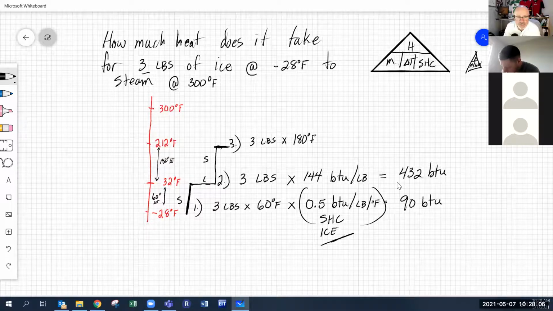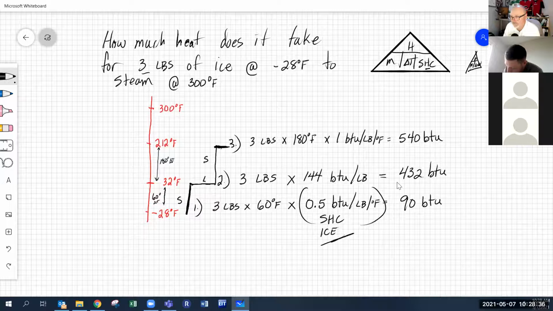Okay, so we're at number 3 here. We're raising the temperature of that water from 32 to the boiling point at 180. And then I multiply that by the specific heat capacity of water, which is 1 BTU per pound per degree Fahrenheit. And that equals 540 BTUs. And that is now I have water at 212.